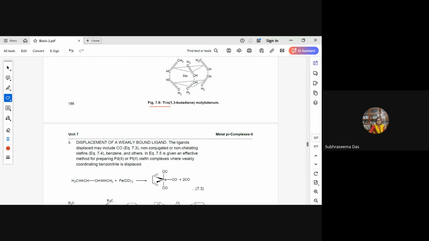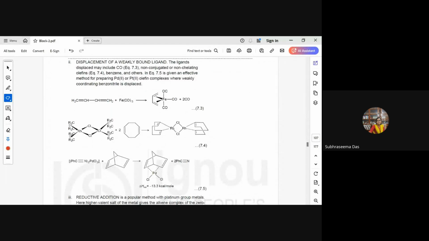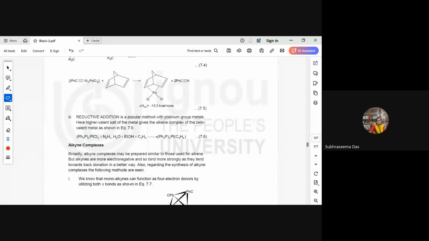Then comes the displacement of a weakly bound ligand. Suppose we have a very weakly bound ligand to a certain metal atom, then displacement occurs, and this is also one method of formation of alkene complexes. Then is reductive addition. It is actually the most popular method with platinum group metals. As shown in equation 7.6, a higher valent metal salt reacts with the alkene and with the zero valent metal. First, ethylene is taken, the higher oxidation state of the metal salt is taken, and it reacts with the zero valent metal, and it finally forms the alkene complex.